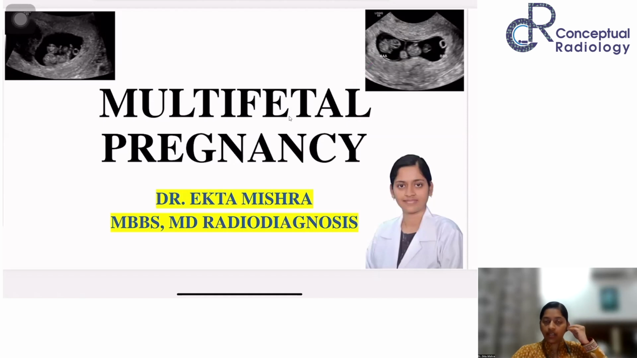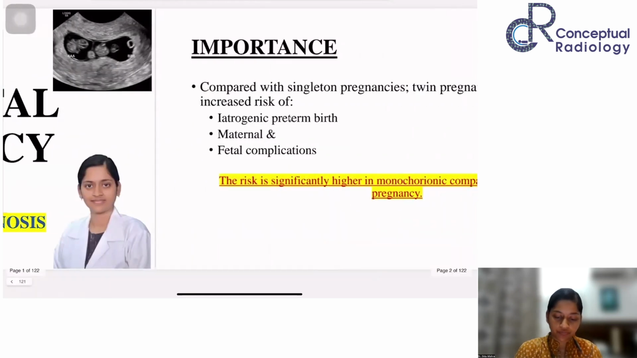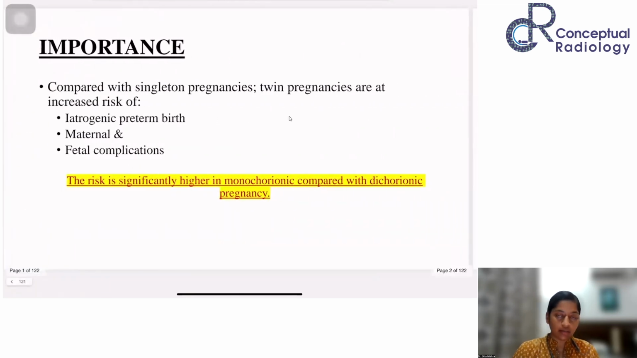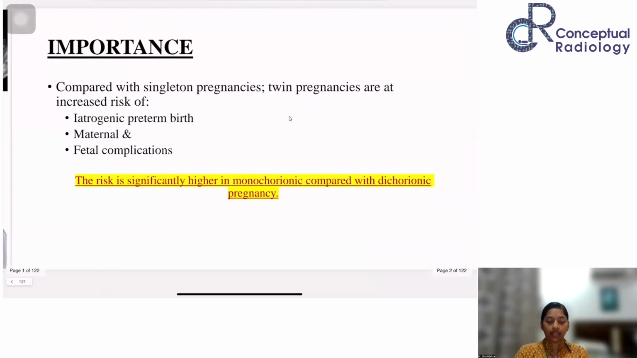So today we will be talking about multifetal pregnancy. And in multifetal pregnancy, we will be focusing on twin pregnancy. So why are we taking multifetal pregnancy as a separate class? It is important because as compared to singleton pregnancies, the twin pregnancies are at increased risk of maternal and fetal complications, due to which there is often iatrogenic preterm birth.